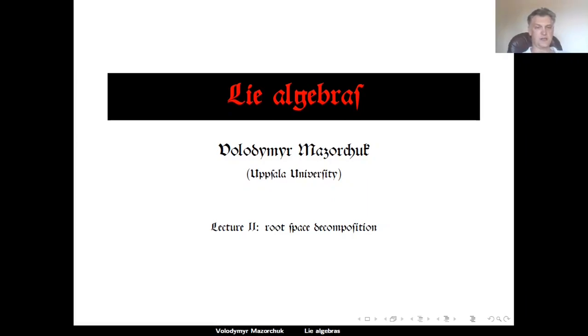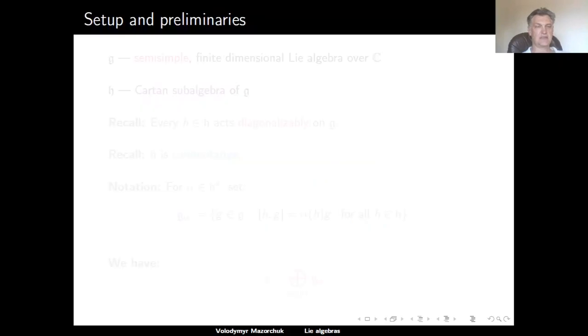In this lecture, lecture number 11, we will talk about root space decomposition for complex semi-simple Lie algebras. Let's start with our setup. For this lecture, G denotes a semi-simple finite-dimensional complex Lie algebra, and H denotes a fixed Cartan subalgebra of G.